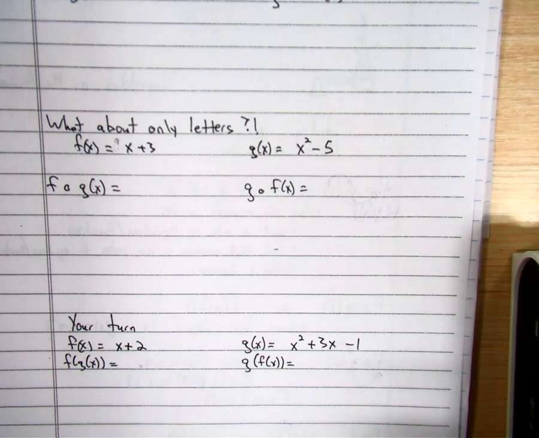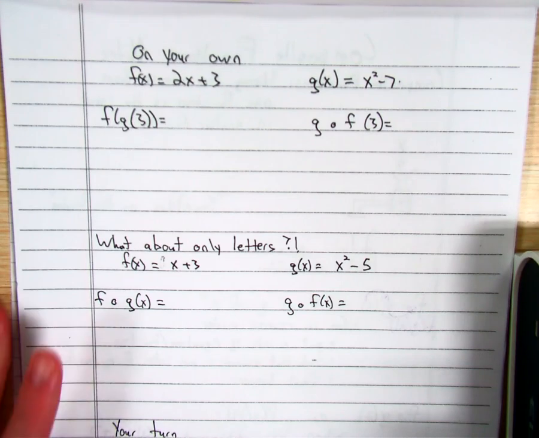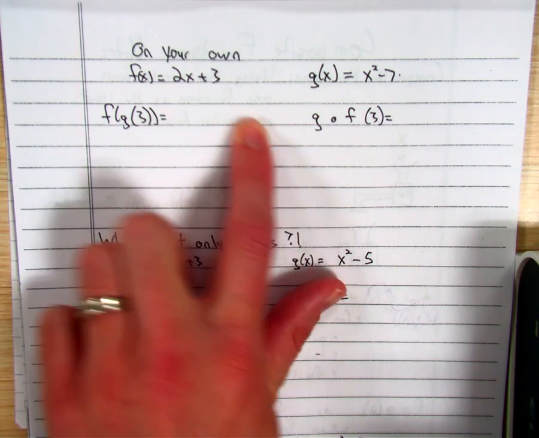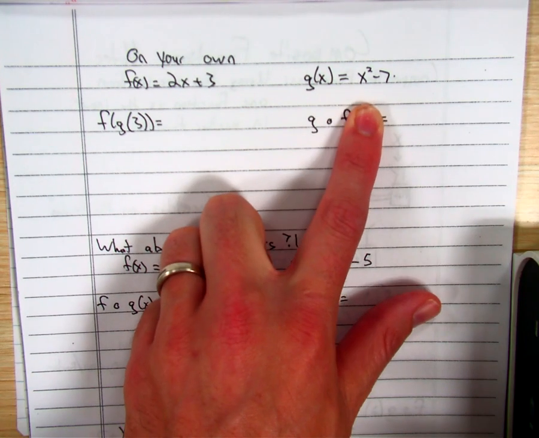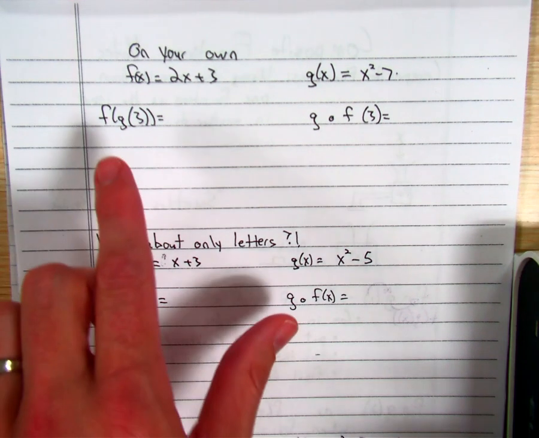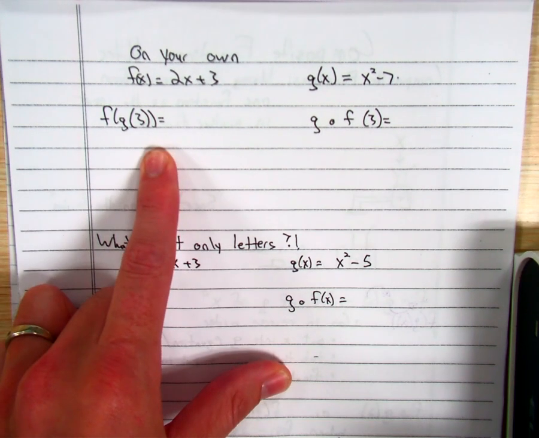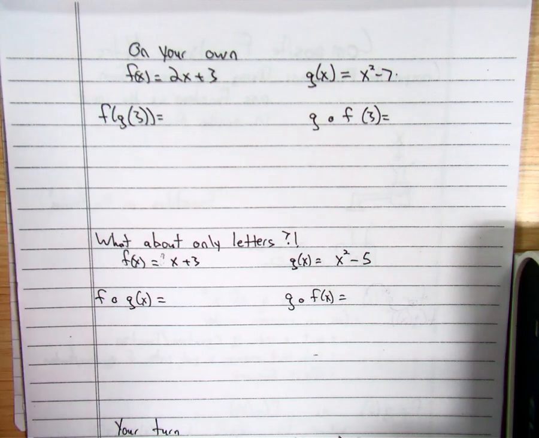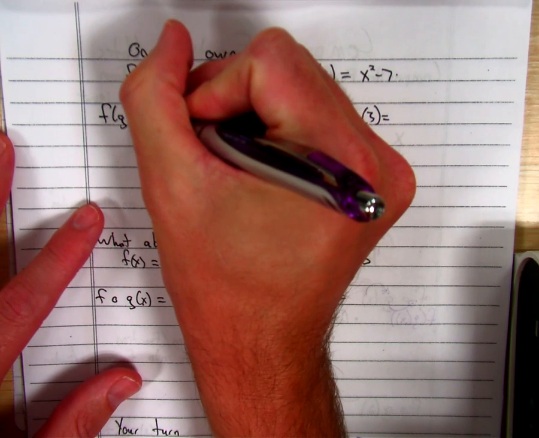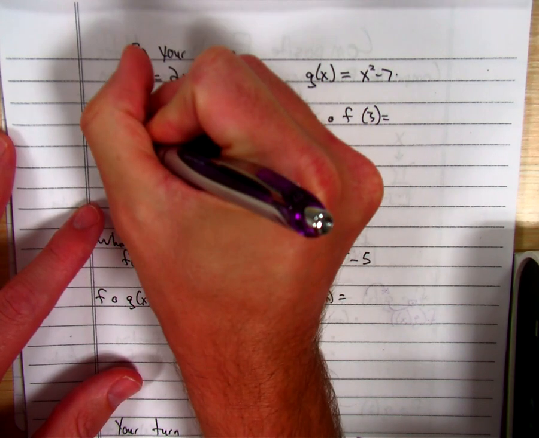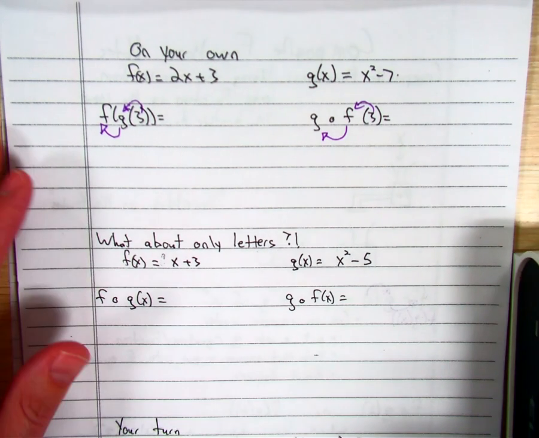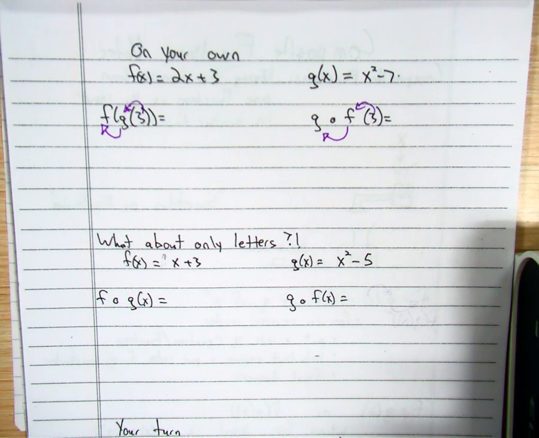Let's do some more problems on your own. This time we're stepping it up. We got a little bit tougher equations. Our f function is 2 times x plus 3, and our g equation is x squared minus 7. So we've got f of g of 3, and then we have it written this way, g of f of 3. Either way, we're talking about doing the same thing, composite functions, and we're going to do it in reverse order. This one, the 3 is going to go into the g equation, and that answer is going to go into f. This way, the 3 goes into the f first, and then goes into g. Take a minute to give those two a shot. Go ahead and push pause on the video.